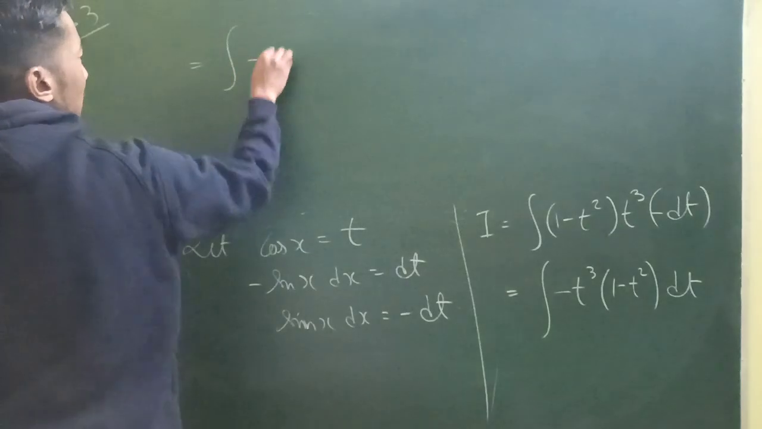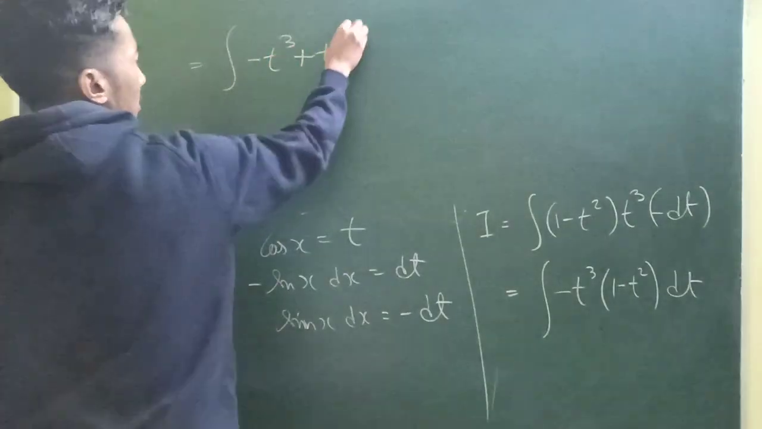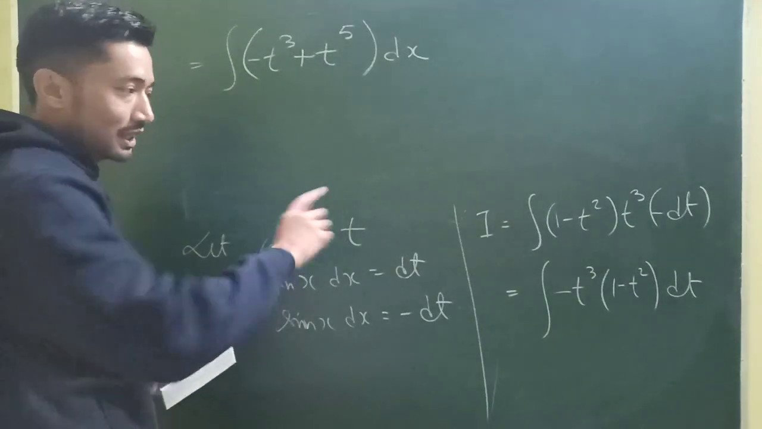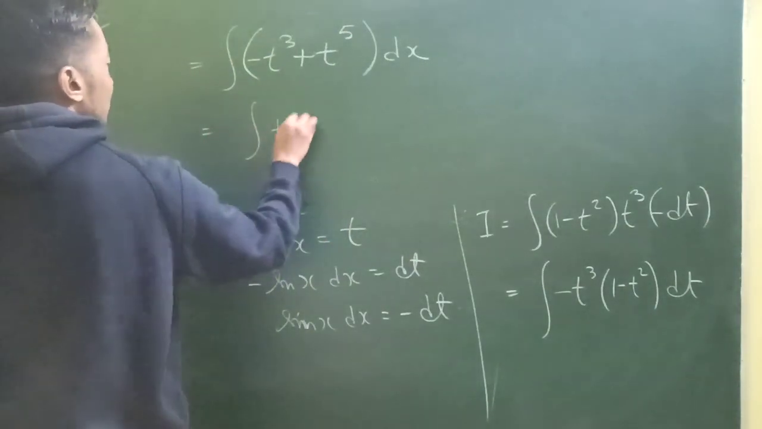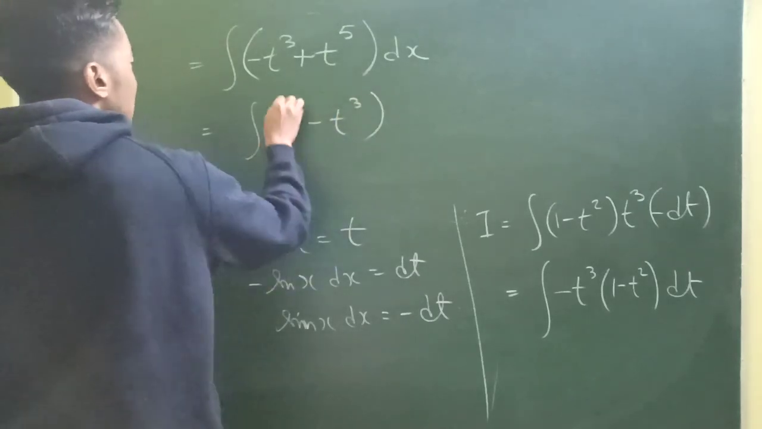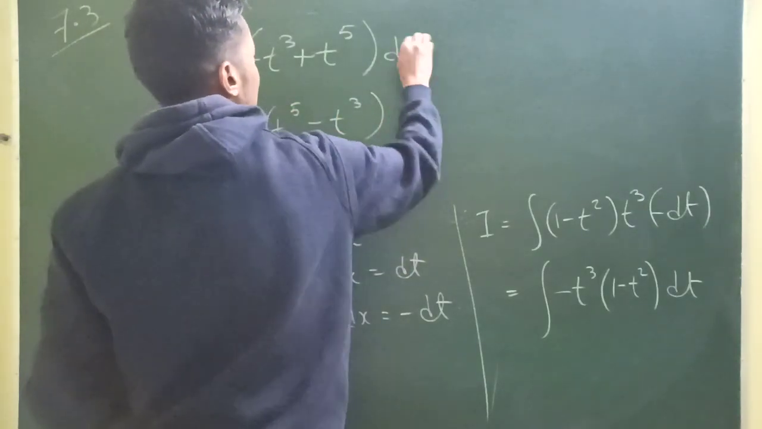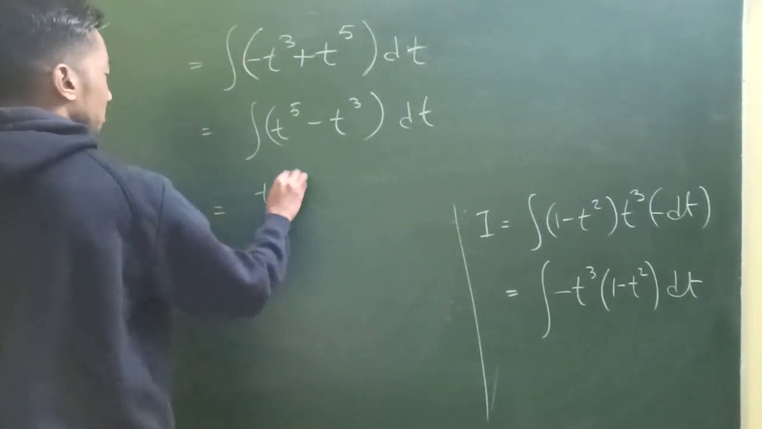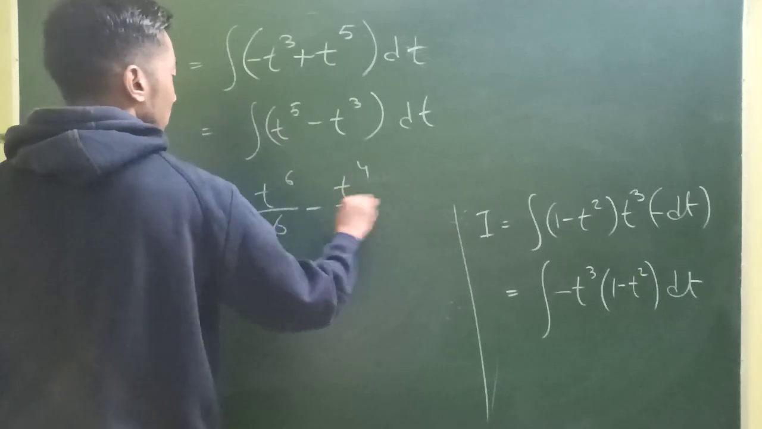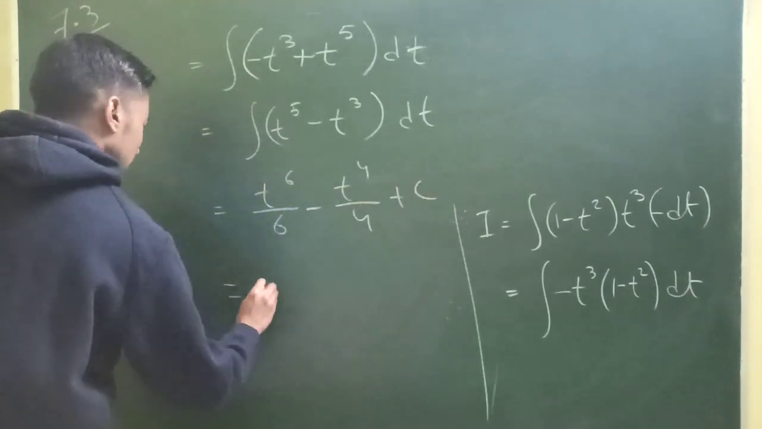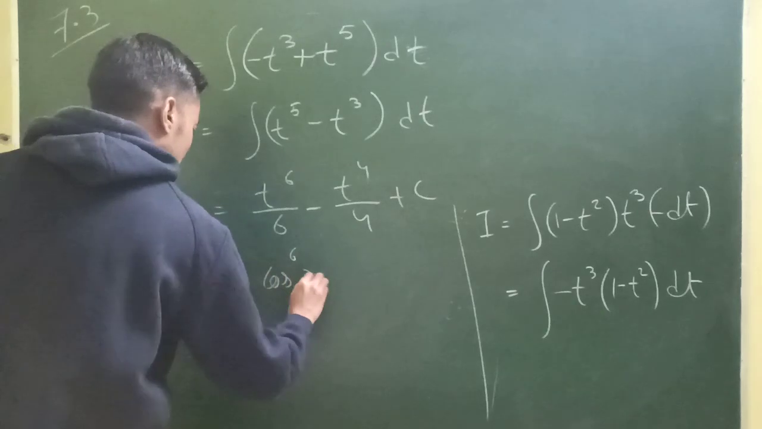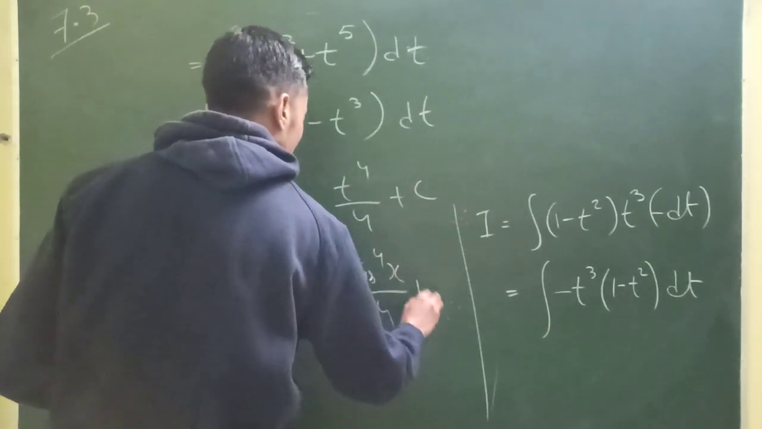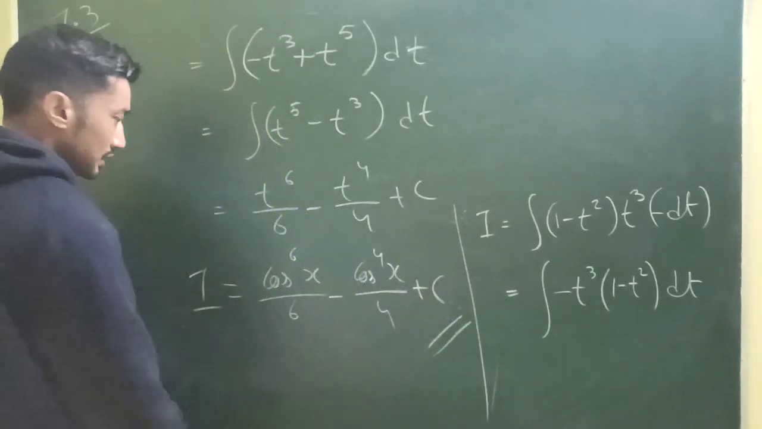That will be integration of minus t cube plus t power 5. Law of indices: it's not going to be 6, it's going to be 3 plus 2, 5. Or integration of t power 5 minus t cube, just arranging, dt with respect to t. So that's going to be t power 6 by 6 minus t power 4 by 4 plus c. So that's going to be cos power 6x by 6 minus cos power 4x by 4 plus c.